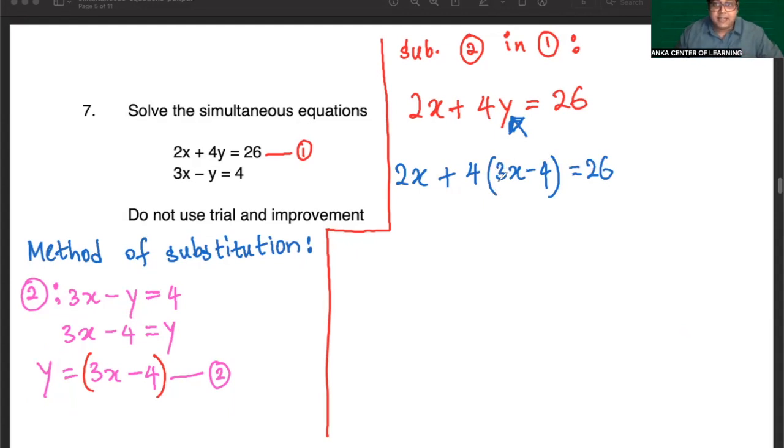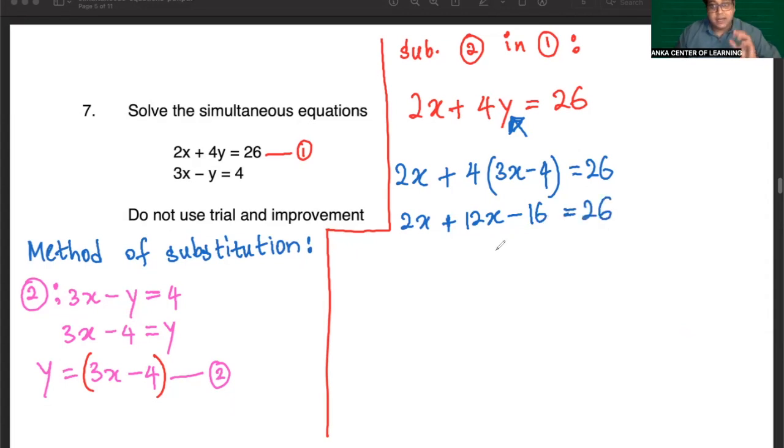Once you expand these terms, you should get 2x plus, let's expand this carefully, 12x. Remember, 4 gets distributed to both terms inside the bracket. A common mistake here is multiplying by the first term only, so make sure that you distribute the 4 with both terms inside the bracket. So we have 12x as well as minus 16 equals 26.